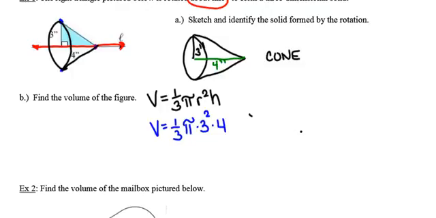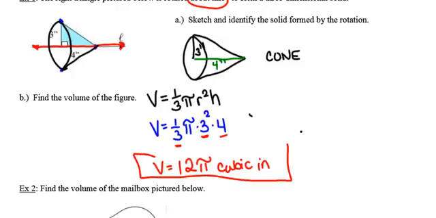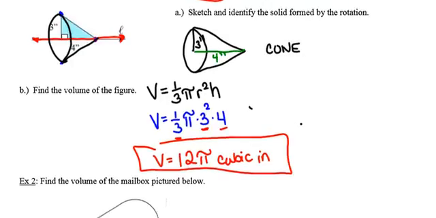But what I am going to do is grab my calculator and multiply the 1/3 times the 3 squared times the 4. Those numbers all multiplied together give me 12 times pi, and then my answer is in cubic inches. So the volume of my cone that I generated by rotating around that line is 12 pi cubic inches. So that's the first type of question that you're going to look at in the topic for today.